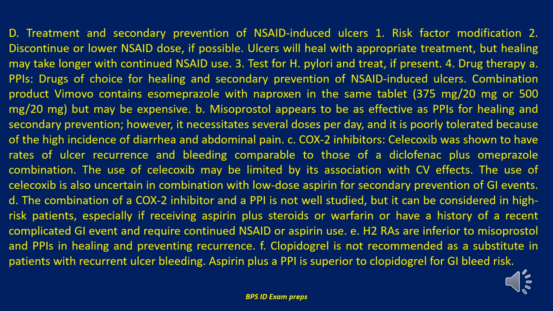C. COX-2 inhibitors like celecoxib were shown to have rates of ulcer recurrence and bleeding comparable to those of a diclofenac plus omeprazole combination. The use of celecoxib may be limited by its association with cardiovascular effects. The use of celecoxib is also uncertain in combination with low-dose aspirin for secondary prevention of GI events.